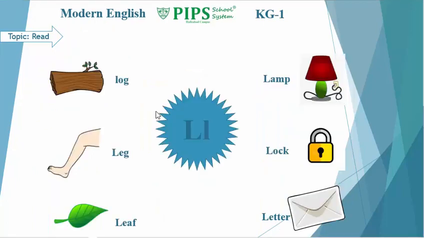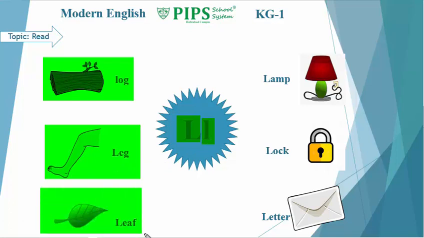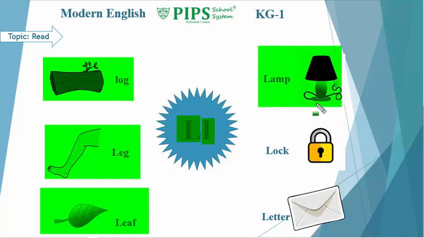The next letter is L. This is a capital letter L and this is a lowercase letter L. Sounds like L. Let's learn which things begin with the letter L. L log, L leg, L leaf, L lamp.